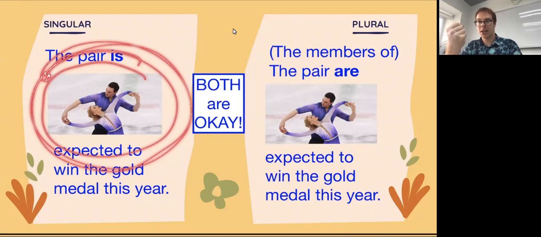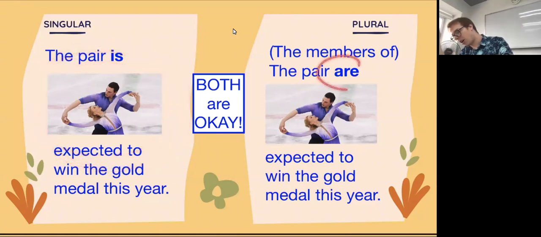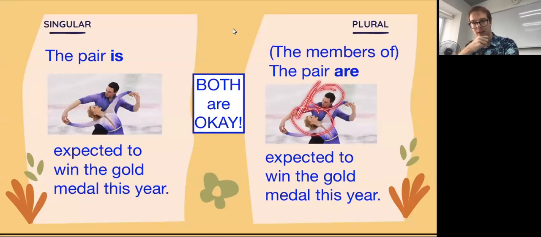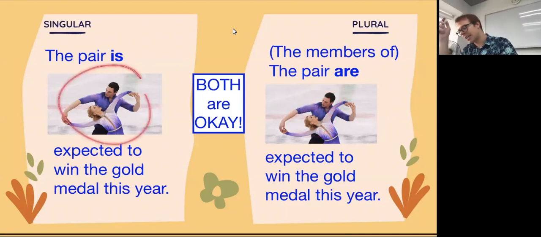But if I say the pair are expected to win gold, I'm thinking that this guy is expected to win gold and this woman, together, they are expected to win gold at the Olympics this year. Okay? Again, both okay. In my head, the idea is just a little different.